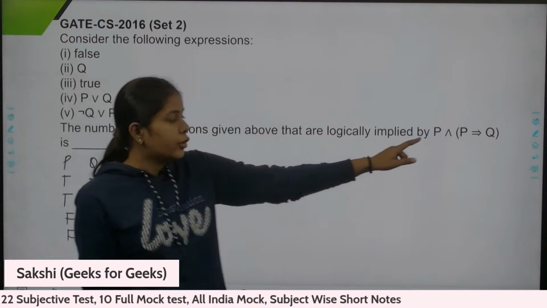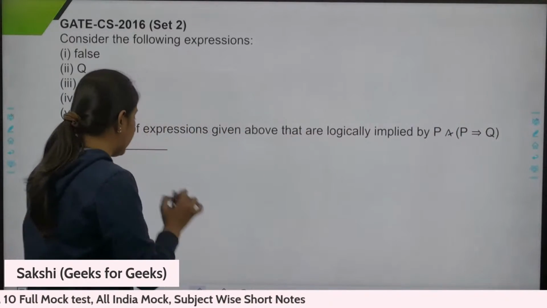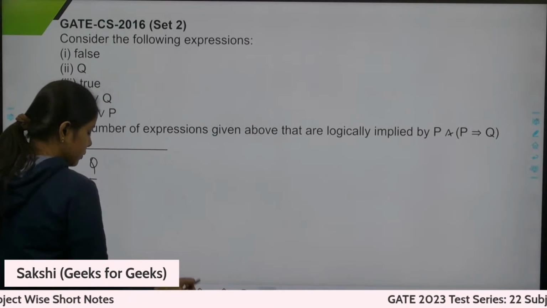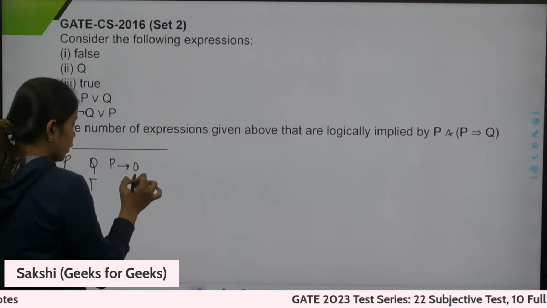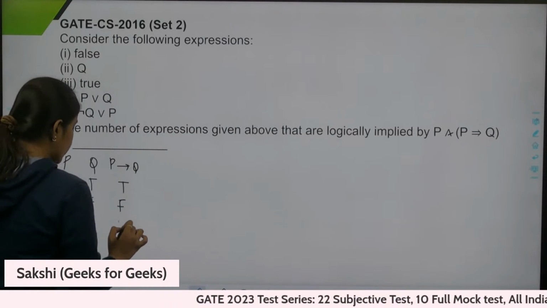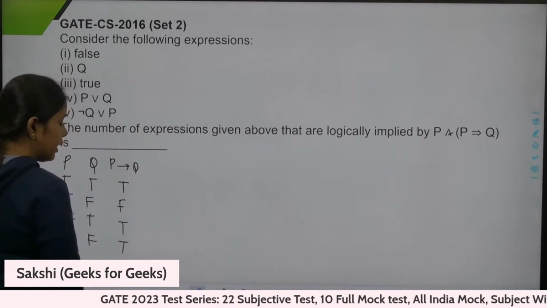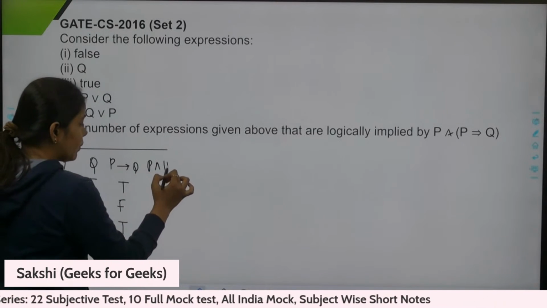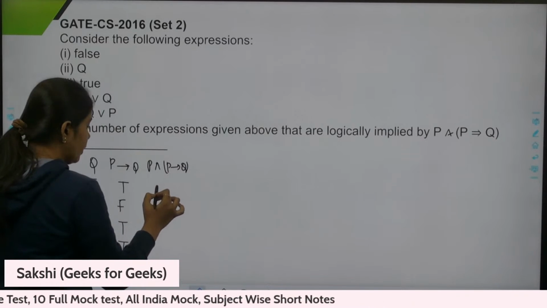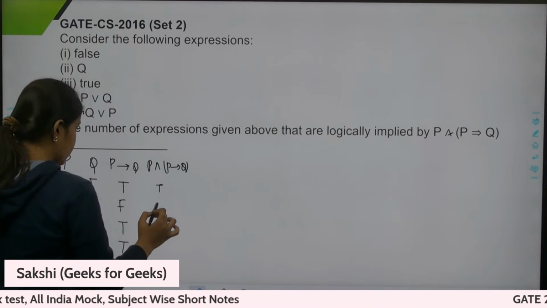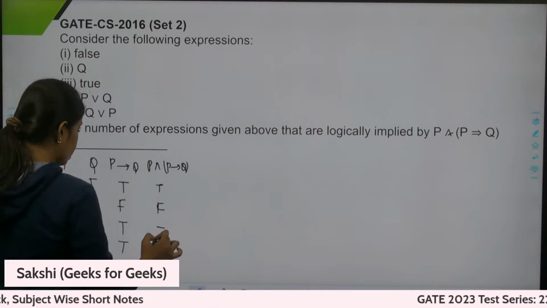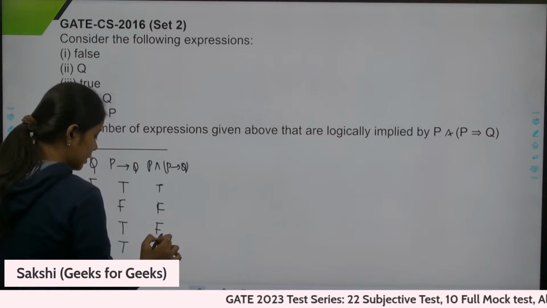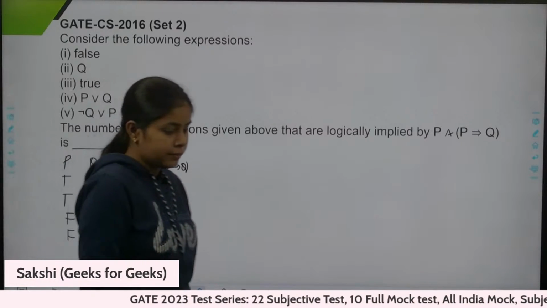Let's first find out the truth value of this. So what would I get? P, and let's find out P implication Q. P implication Q: what would I get? True, false, true, true, right? This is the truth value of P implication Q. If I find out P and P implication Q, that would give me true, false, true, sorry, that would be false, and this will be false. Is it correct?